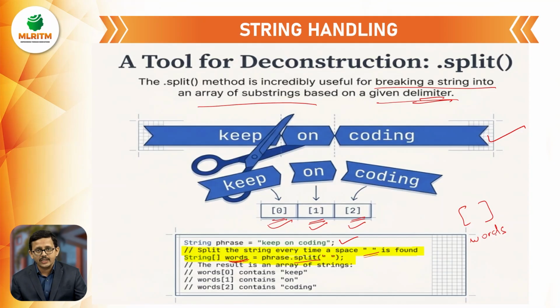And what does the object contain? That object contains phrase dot split. What is phrase? Phrase is our "keep on coding". So that is being split. How are we splitting that? Every time we encounter a space, an empty space. The result is an array of strings, that is words of 0, which contains keep, on and coding. So I am going to get words of 0, words of 1 and words of 2. This is how we are going to split the string.